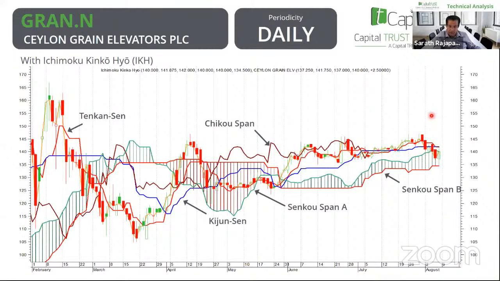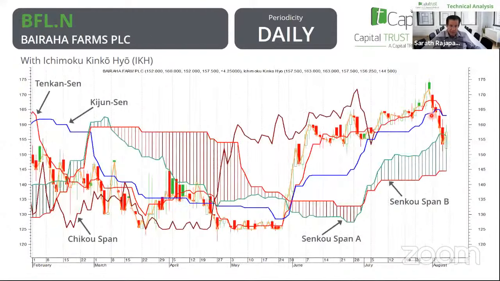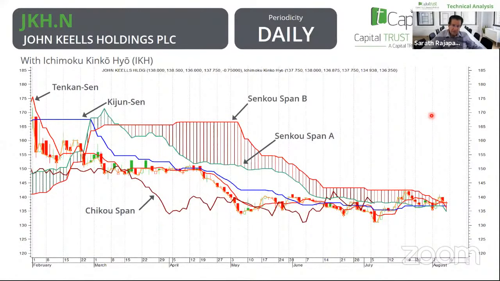Okay, we go out of grains. Come to Bairaha Farms again. Let's see. JKH. JKH is a big, thinning red cloud coming, but the candlesticks are now inside the cloud.